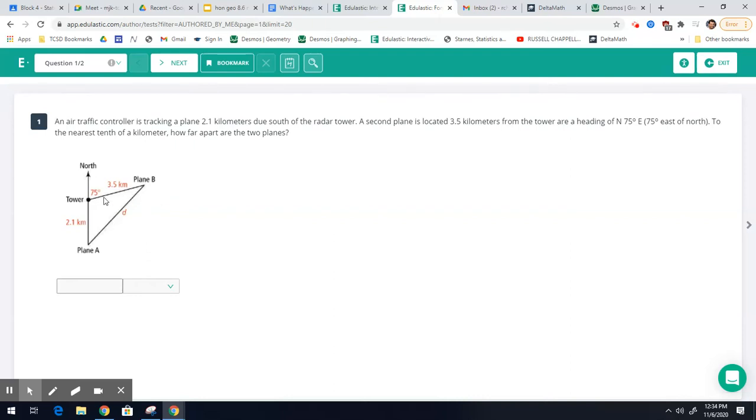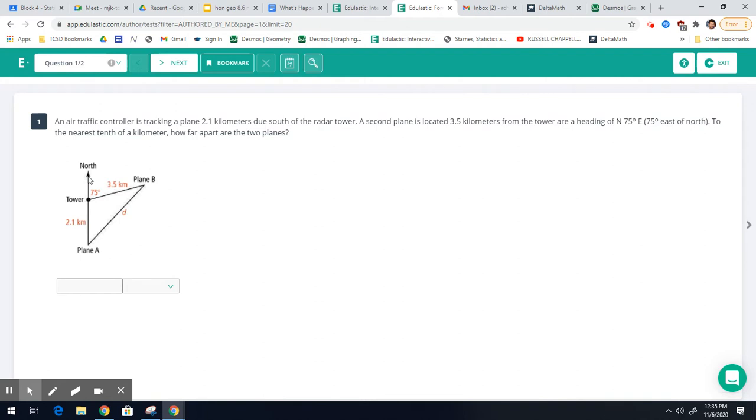Okay, so now we're going to look at a couple word problems. It says an air traffic controller is tracking a plane 2.1 kilometers due south of the radar tower. So here's the tower, due south. A second plane is located 3.5 kilometers from the tower at a heading of north 75 degrees east.